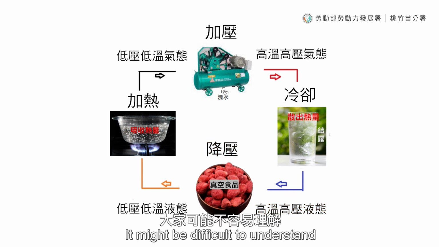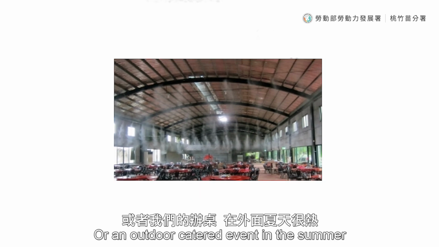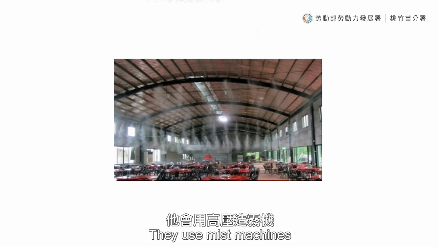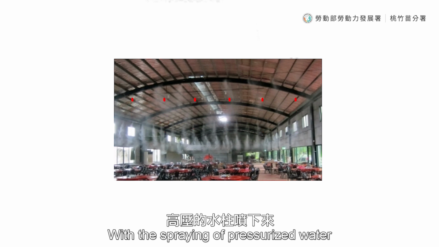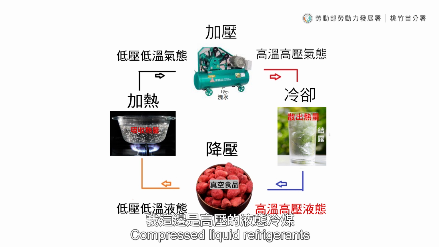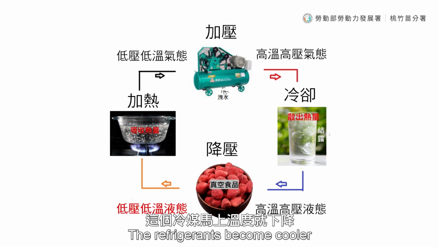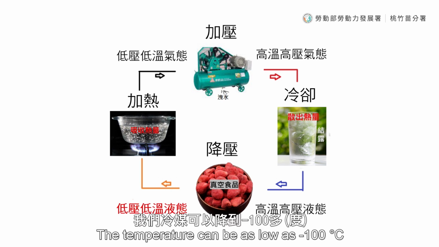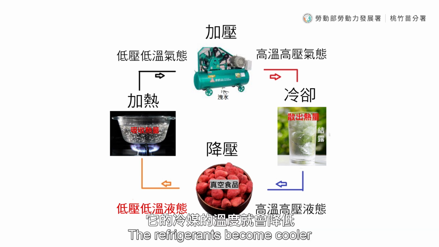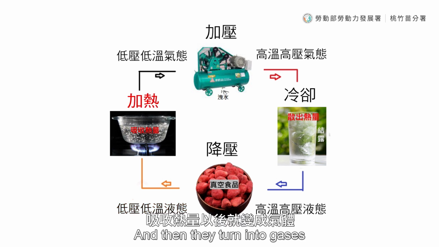It might be difficult to understand, but let's look at an example. In an outdoor restaurant or an outdoor catering event in the summer, when it's too hot to eat outside, what do they do? They use mist machines. With the spraying of pressurized water, the temperature will drop. That means compressed liquid refrigerants. After decompressing and spraying, the refrigerants may become cooler. The temperature can be as low as minus 100 degrees, even 150 degrees. After the pressure decreases, the refrigerants become cooler and naturally absorb heat, and they turn into gases.